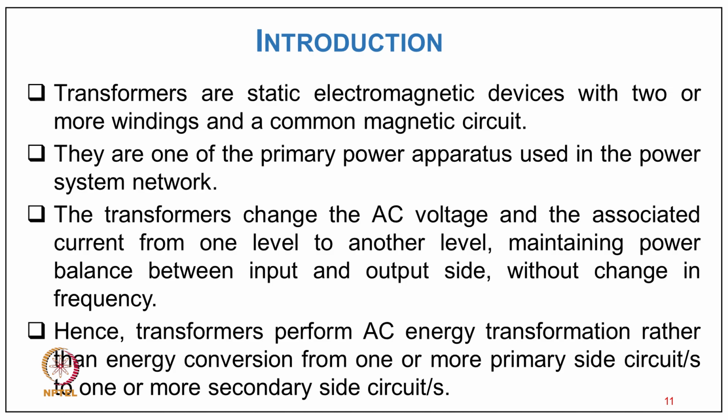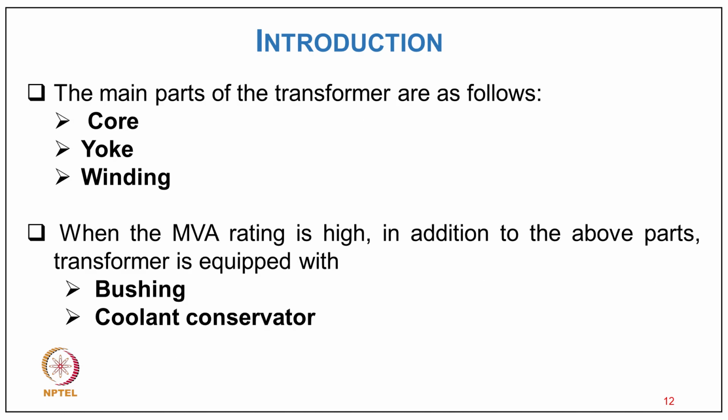And the transformer performs AC transformation, rather than energy conversion, from one side of the circuit to the secondary side of the circuit. The main parts of the transformer are the core, which is made of ferromagnetic material, then the yoke, also ferromagnetic material, and then the windings. You may have several windings, of course, maybe a primary, secondary, and tertiary winding, or multiple windings on the same core, to transfer the energy from the primary side to the secondary side or many secondary sides.